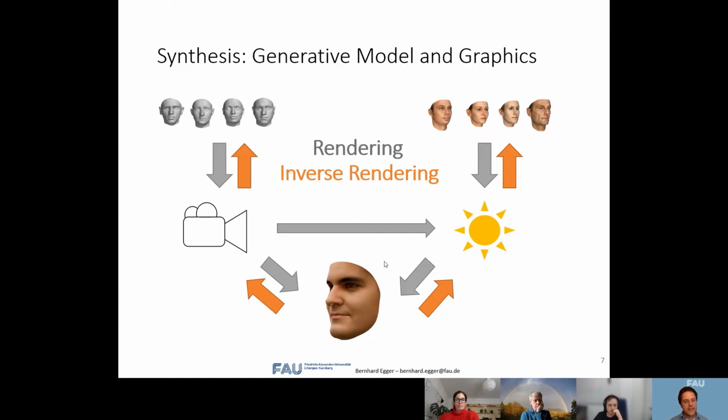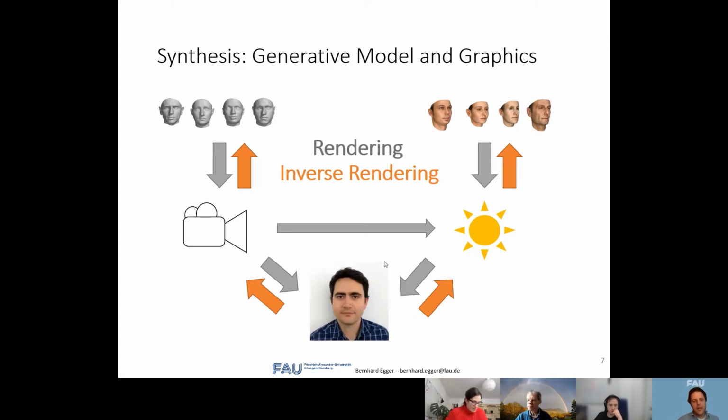And that problem is heavily ill-posed, and that's also what the second bigger part of my presentation will be about. Because it's an ill-posed problem, we will have some ambiguities, and one of them we will dive a little bit deeper into. And we would of course like to make that work not only for synthetic face renderings like you see here on the bottom, but also for real images.